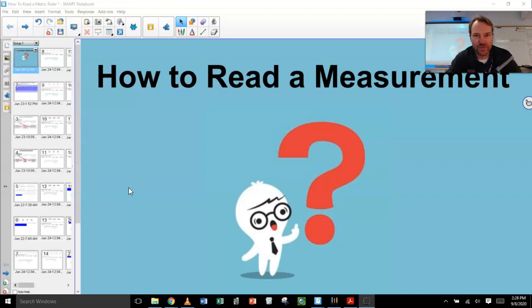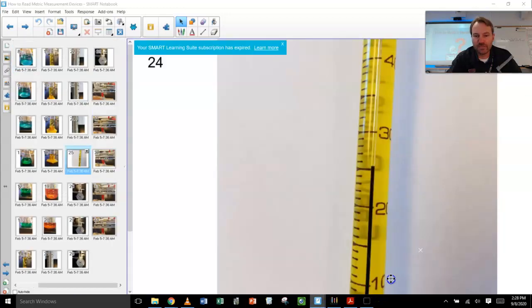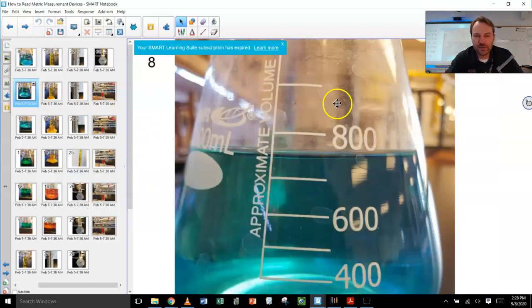What can you measure? Just to give you an idea of what I mean, I took pictures a while ago of all sorts of measuring devices. This is a thermometer, and this was the mercury, or it's not mercury anymore, it's alcohol, inside of the thermometer to measure temperature. You've maybe seen one of these before. This is a beaker.